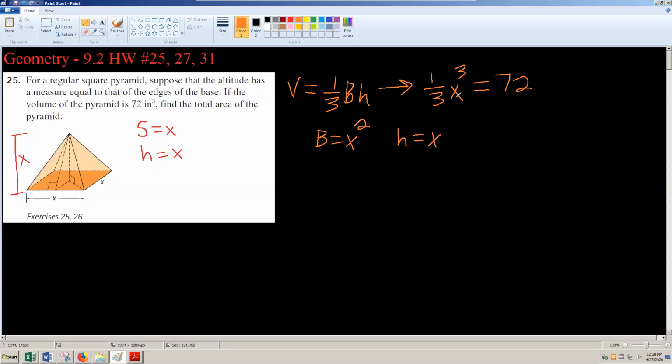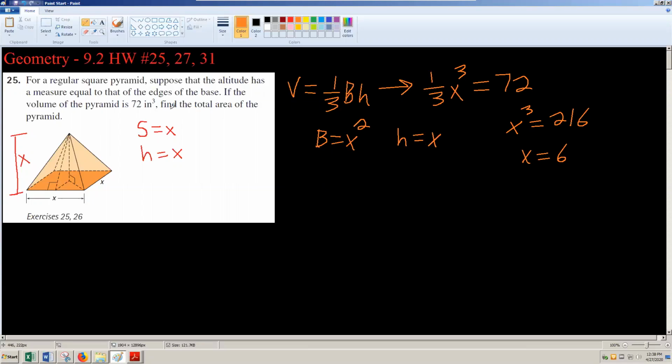My next step is I'm going to multiply both sides by 3. So 72 times 3 gives me 216. So X to the third equals 216. Again, I don't expect you to have these cube roots memorized, so I would just take the cube root of both sides, and I see this one is 6. So now I have X equals 6.